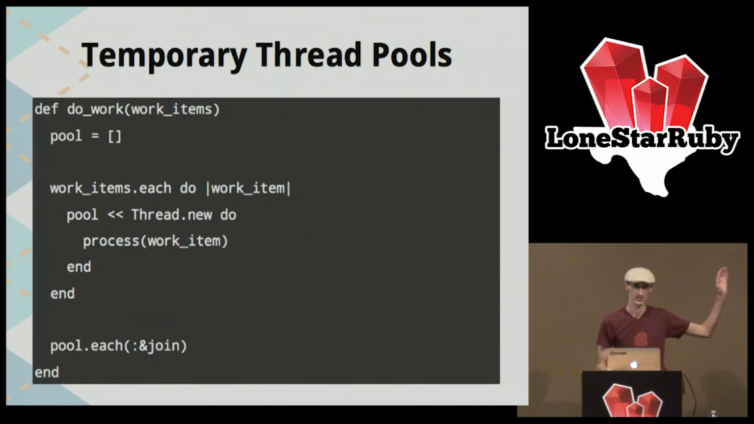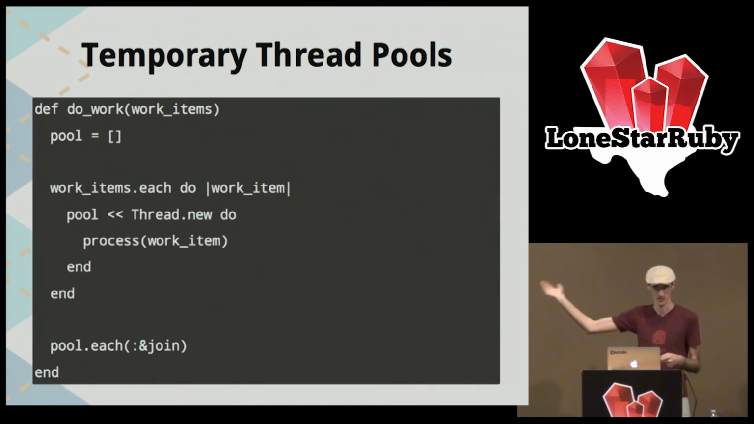So this is an example implementation of a temporary thread pool. If you imagine work items is an array of, say, add commands or something in my example, and whenever you want to process them, you call do work and you feed in the array, right? So with a temporary thread pool, you would create an empty array for each work item. You spin up a new thread that's going to process it, whatever that means for your business. And then the next to last line there, you can see I'm doing this pool.each join business.